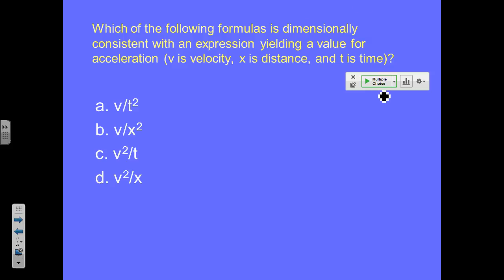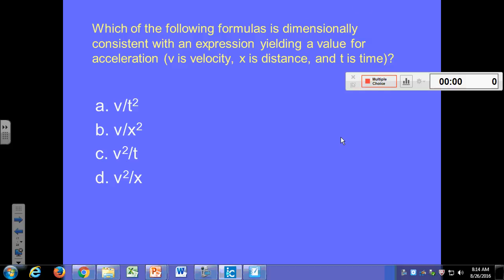Which of these is consistent with acceleration? Remember, acceleration is meters per second squared. V is meters per second. This is meters. This is seconds. Acceleration is meters per second squared.